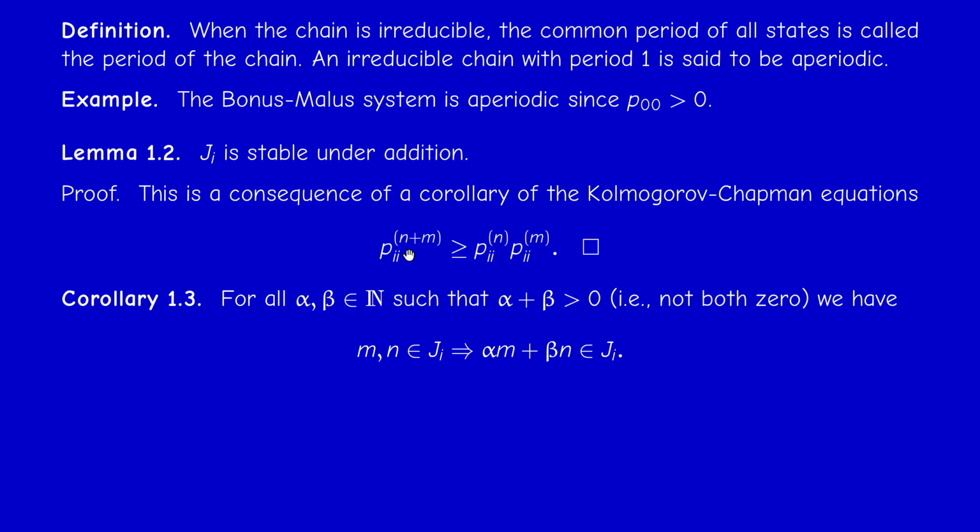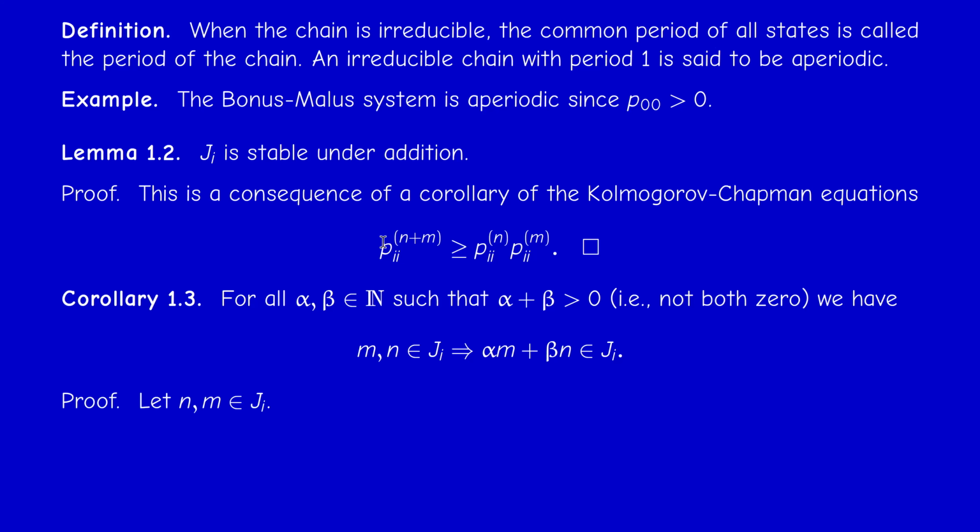A corollary of this is that Ji is also stable under multiplication by positive numbers. So, otherwise stated, if m and n are in Ji, then any linear combination with positive integer coefficients is also in Ji. The condition that alpha plus beta is positive is necessary because otherwise, if alpha and beta are 0, it's not true, because 0 does not belong to Ji. So at least one of them should be 1 at least. And this is an easy induction, actually. So first I do an induction on beta, and then an induction on alpha.